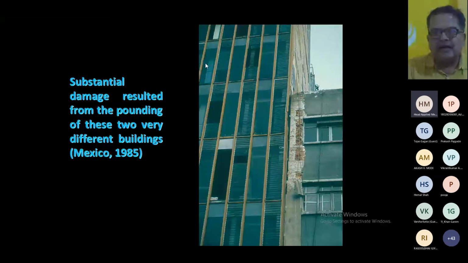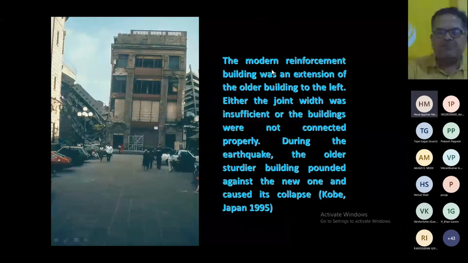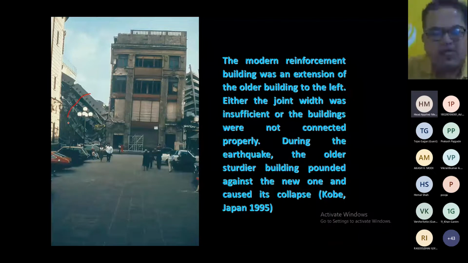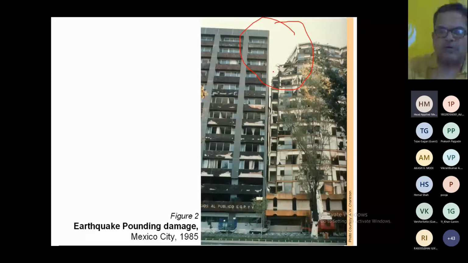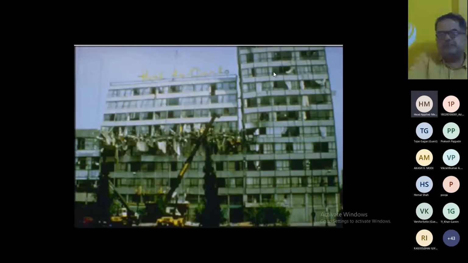Now here you can see these two structures are very close, and because of the pounding you see a lot of damage. Here, because of the pounding, this building collapsed. What is the reason? Out of these two buildings, this building is weaker, right? And definitely the weak building will collapse. You can see this again, pounding at the top, right? So you see a lot of damage here, right? This is again a pounding. These buildings are very close to each other, and pounding has been observed.